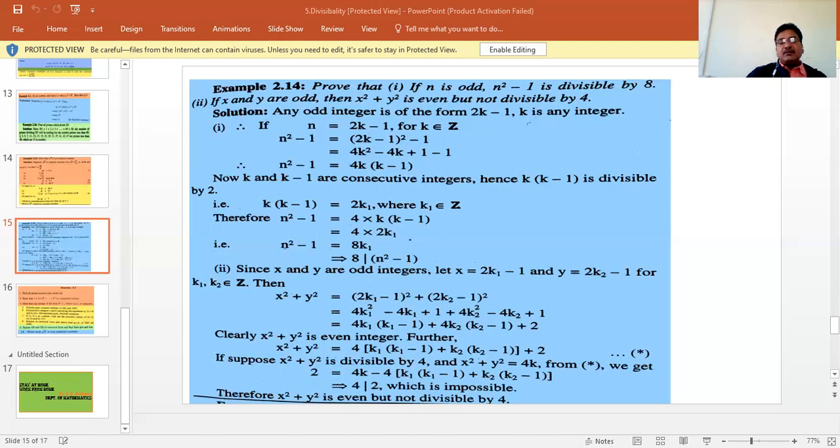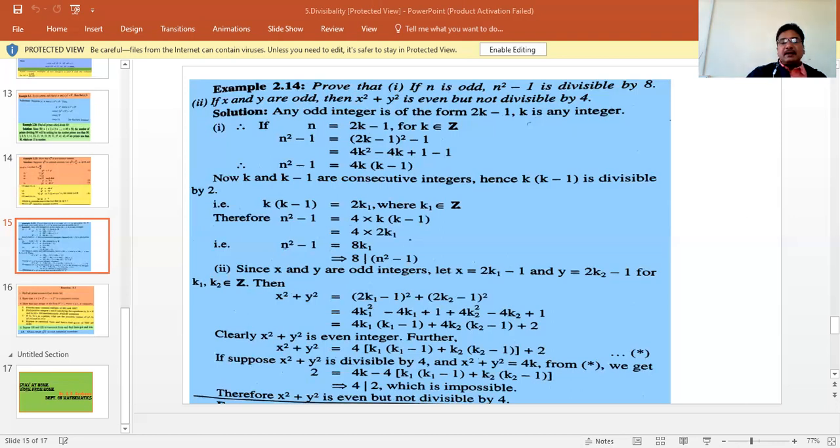Then substitute x squared plus y squared as 4k. Write the value of x squared plus y squared as 4k, and find the value of 2 by shifting this quantity to the left side and changing the sign. What we have is 2 equals 4k minus 4 times k1 into k1 minus 1 plus k2 into k2 minus 1.